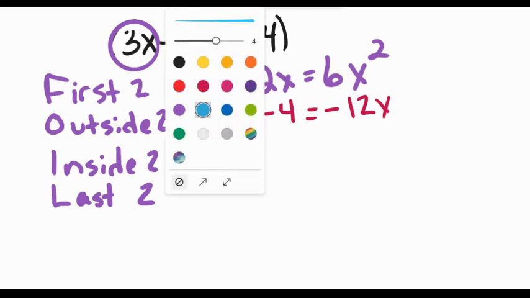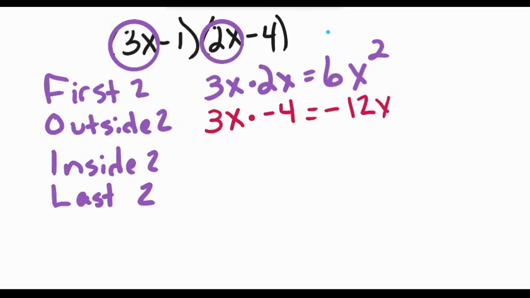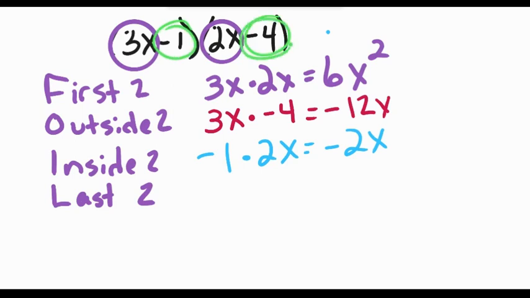Let's make this a different color, okay? So then the inside two would be right here, negative 1 times 2x. So negative 1 times 2x, and that's going to give you a negative 2x. And then the last two, which would be negative 1 times negative 4. And so negative 1 times negative 4 would equal positive 4.